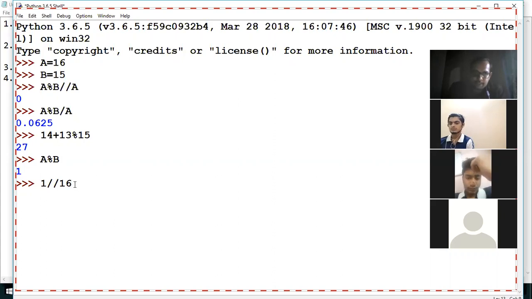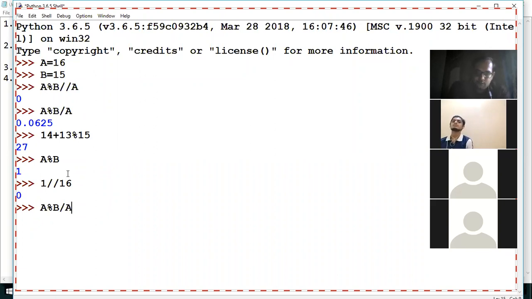So after that it will give the answer 0, because the actual answer of this would be a modulus b division a. Due to this division sign, it gives the answer in float, so the result is 0.0625. And since floor division was given here, it holds only the part before the decimal, that is 0. Now is it clear? Yes, sir.